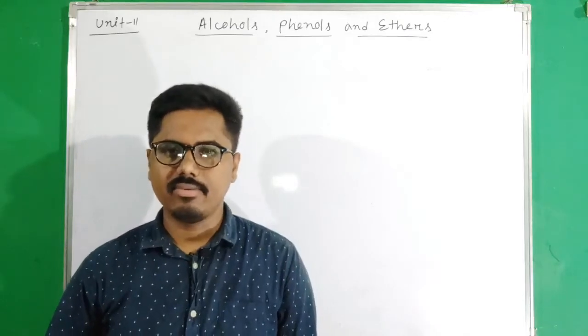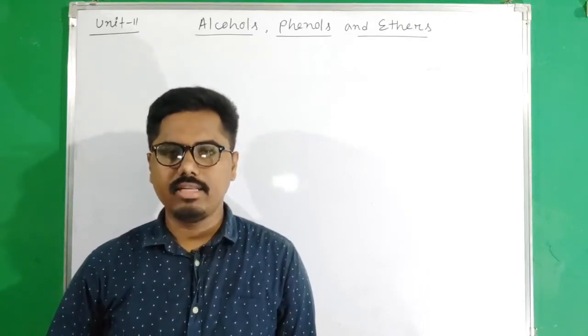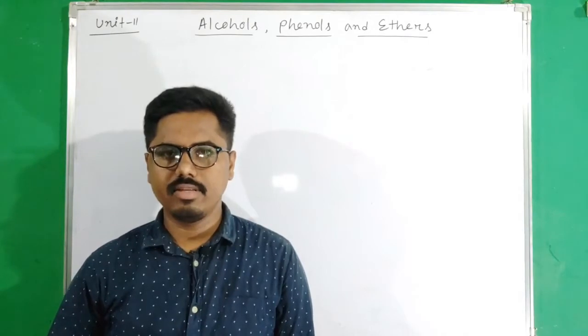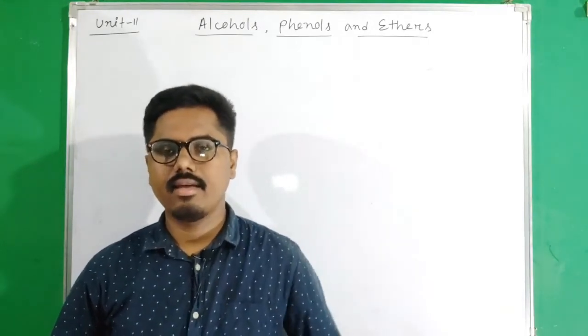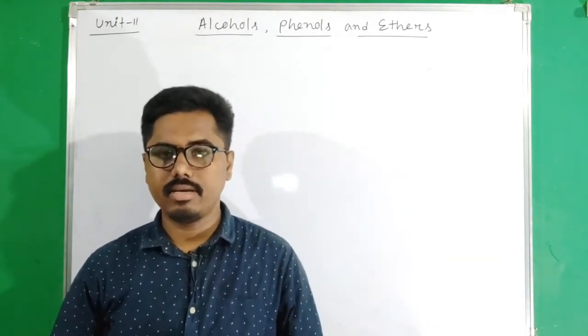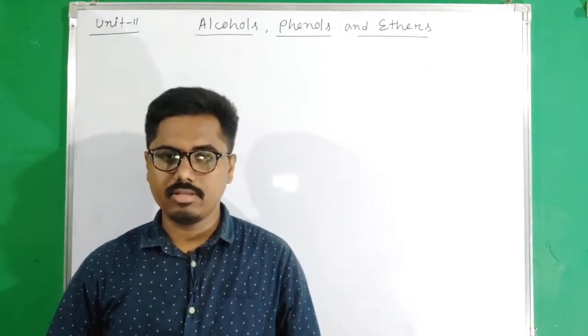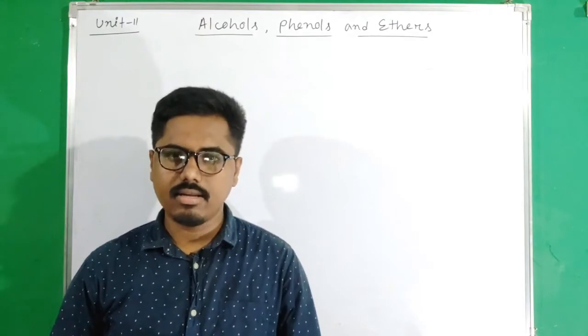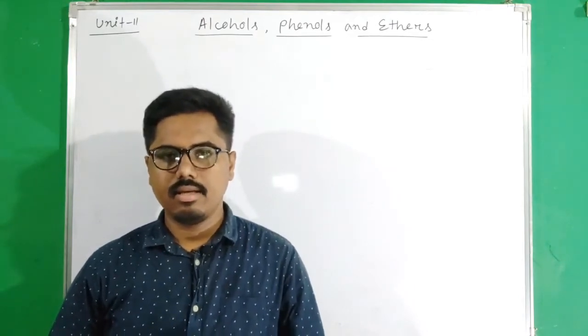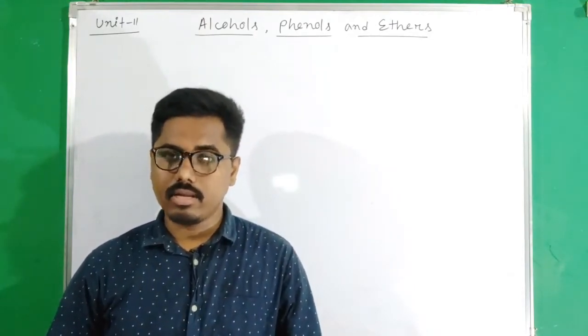Hello students, we are discussing Unit 11, that is alcohols, phenols and ethers. In our previous classes, we have discussed IUPAC nomenclature of alcohols and phenols, and then in our last class, we have discussed methods of preparation for alcohols.